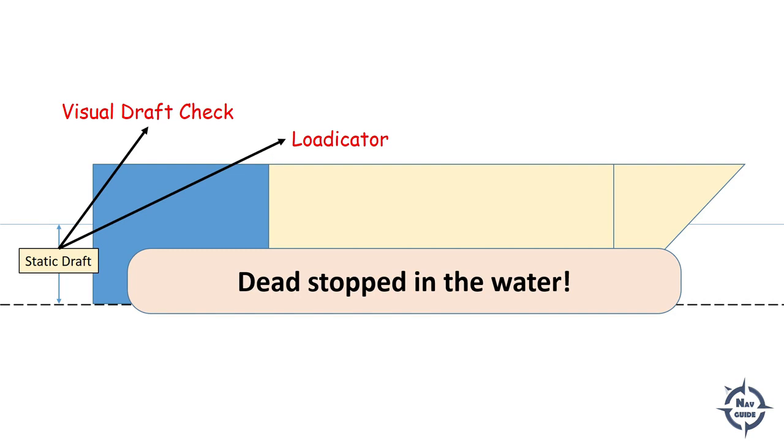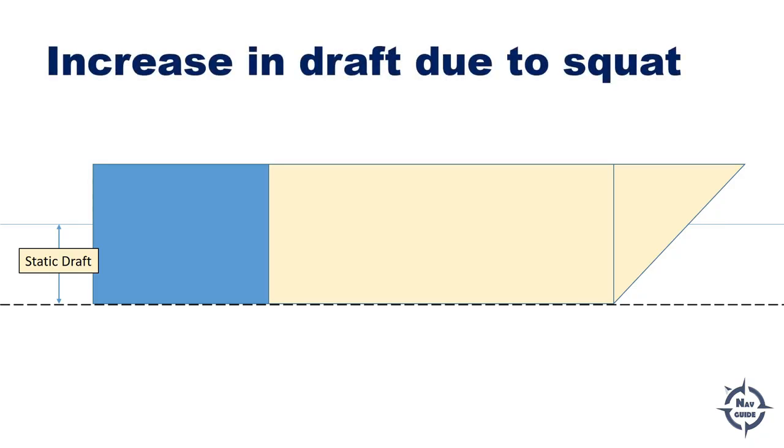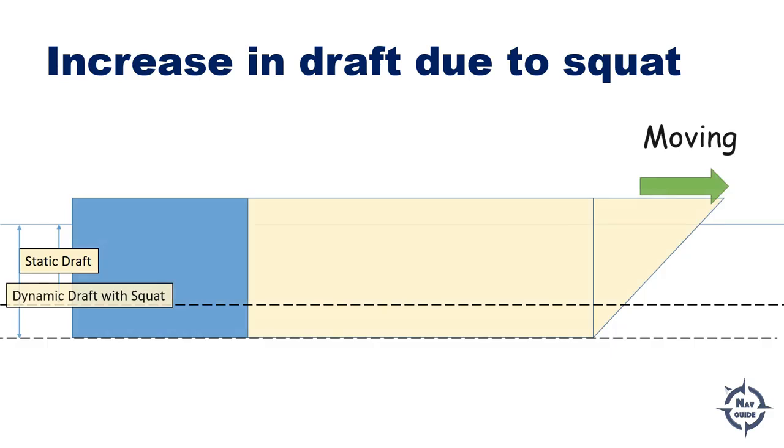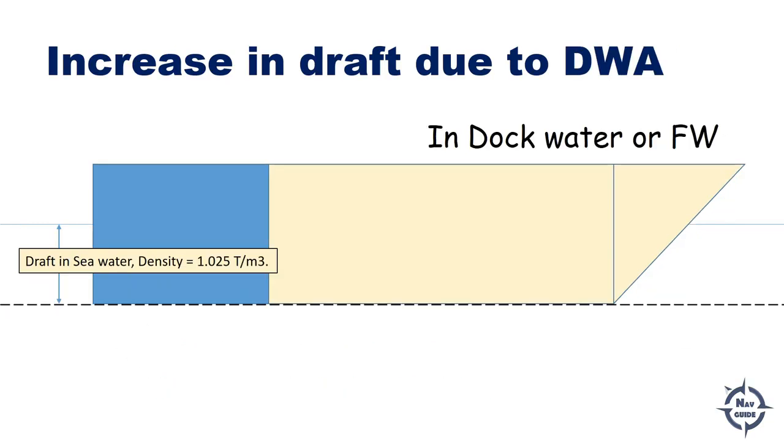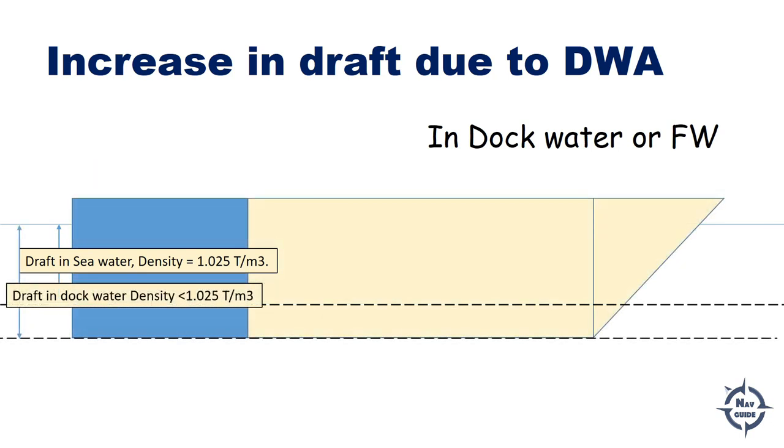Every time the ship moves, there are other factors at play. So every time the ship is moving ahead, there is a displacement of water around the ship, which is called squat. And due to the squat, there is a dynamic draft which is more than the static draft. So you have to allow for squat, and you get it from the squat calculation tables or certified softwares. The static draft is usually calculated in seawater, density 1.025. Anytime you go to dock water or fresh water, the density is changing. So the ship is going to sink down. You have to allow for that.